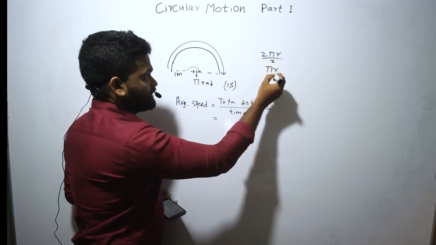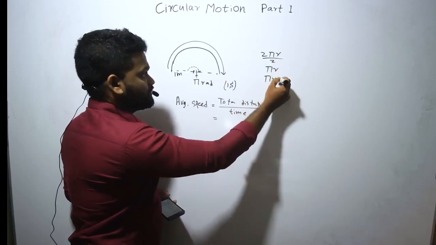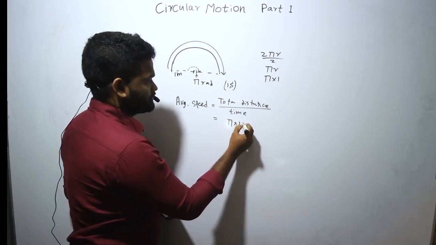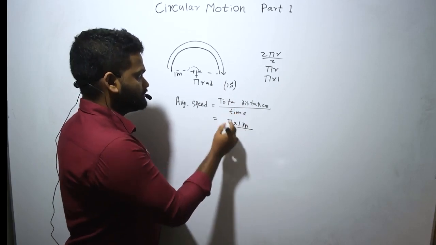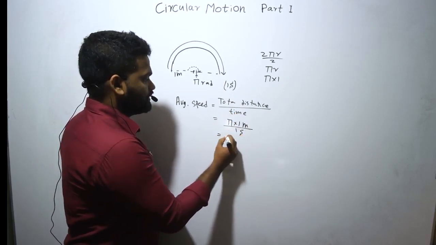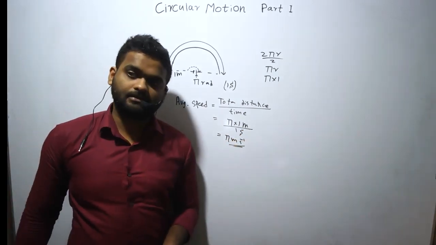So you get pi r, and here the radius is 1. So the total distance should be pi times 1, so you get that in meters. Then divide that by time. Time is 1 second. So you get pi meters per second. So this is the average speed, right?